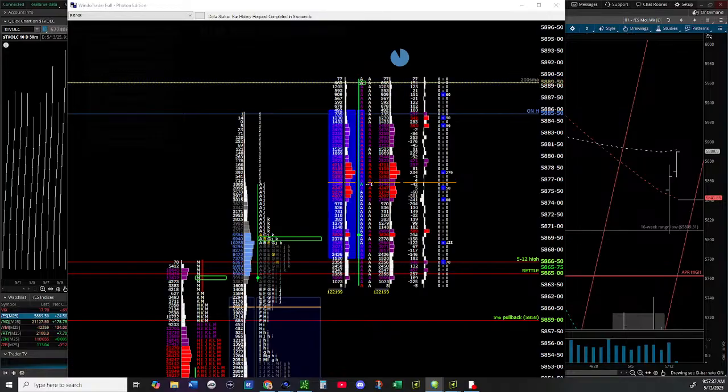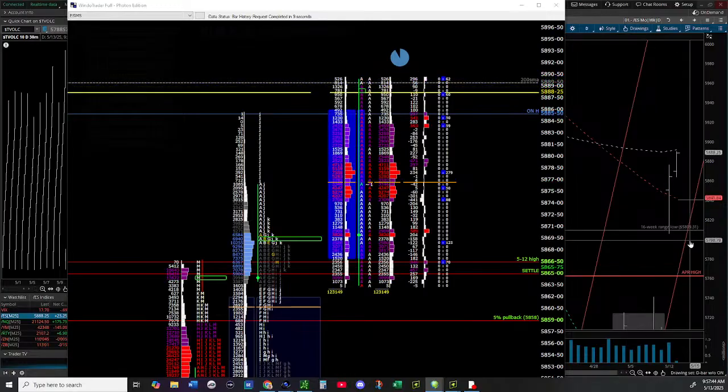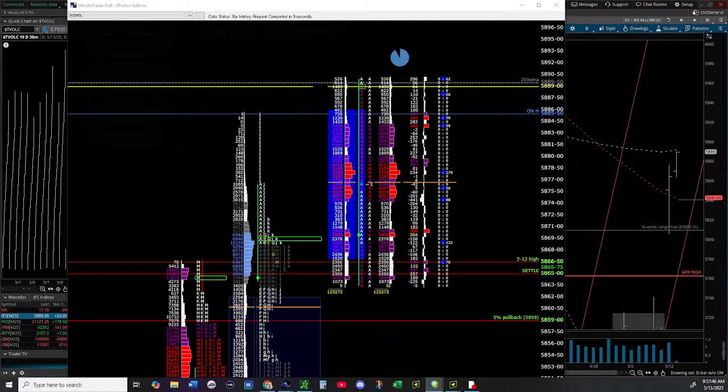Having a lot of whites. Not as much as we had yesterday, but the market was going low. Very questionable high though.